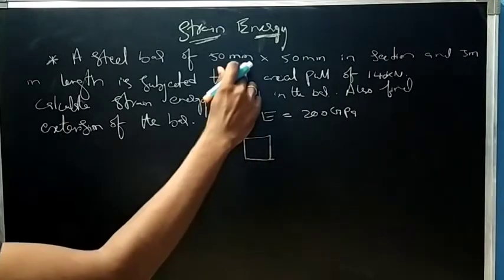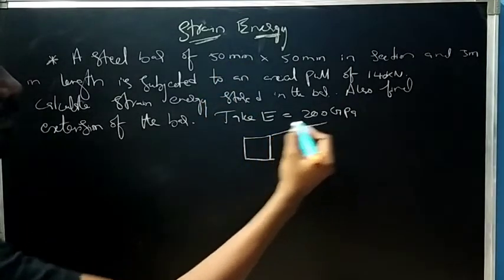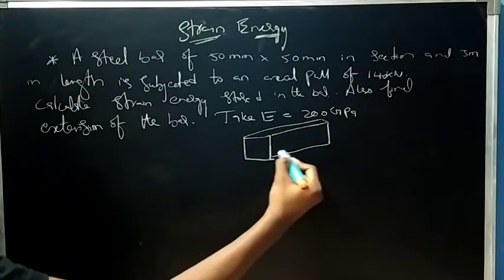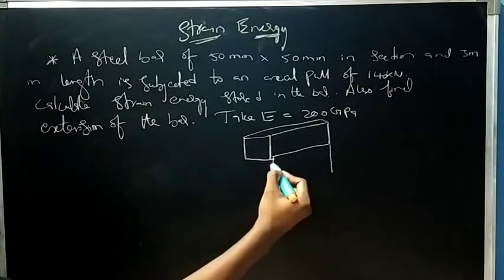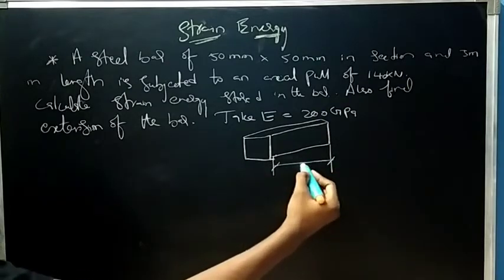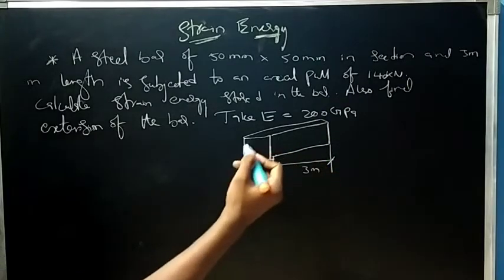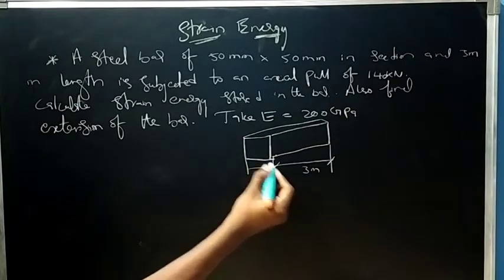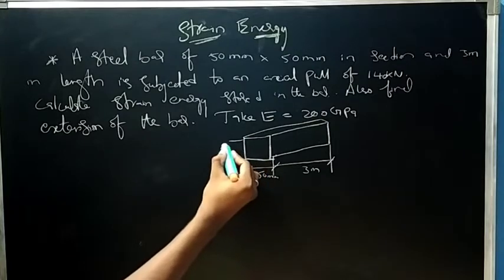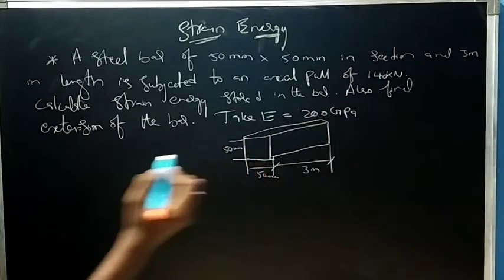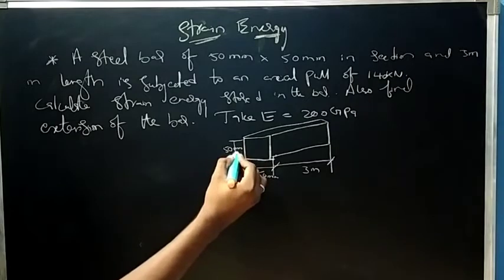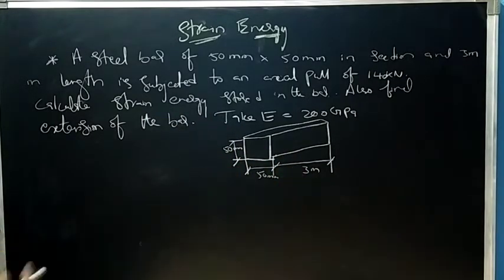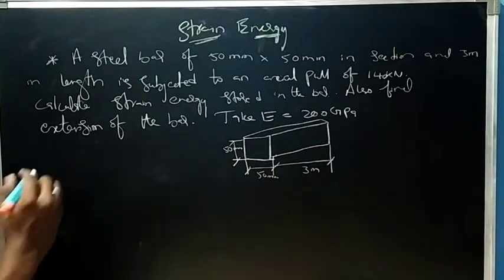Let us try to draw. So this is a cross section and it is 3 meters in length, and the cross section is 50 mm into 50 mm. So we have a volume here. Let us write the given data.